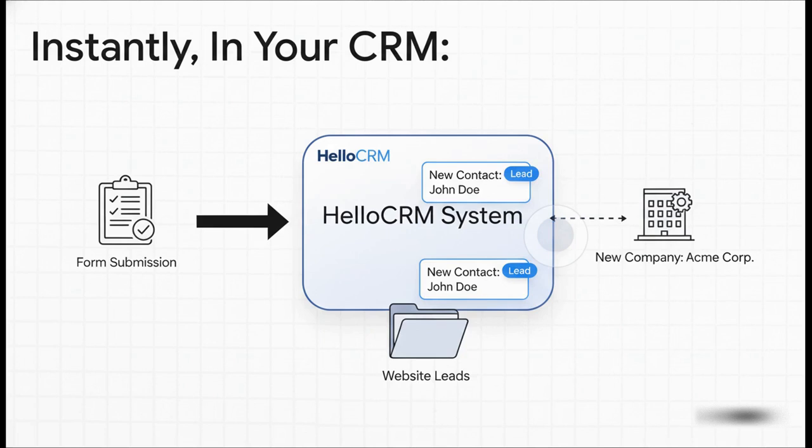Instantly, HelloCRM creates a brand new contact. Or if they already exist, it just updates the record to avoid duplicates. Their lifecycle stage gets set to lead, they're automatically dropped into our website leads list, and it can even create a linked company record. All of that happens in a blink, with zero manual work.